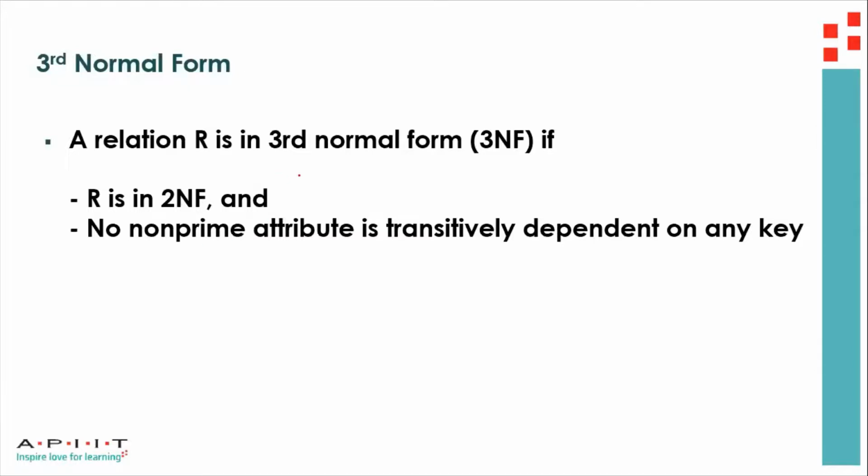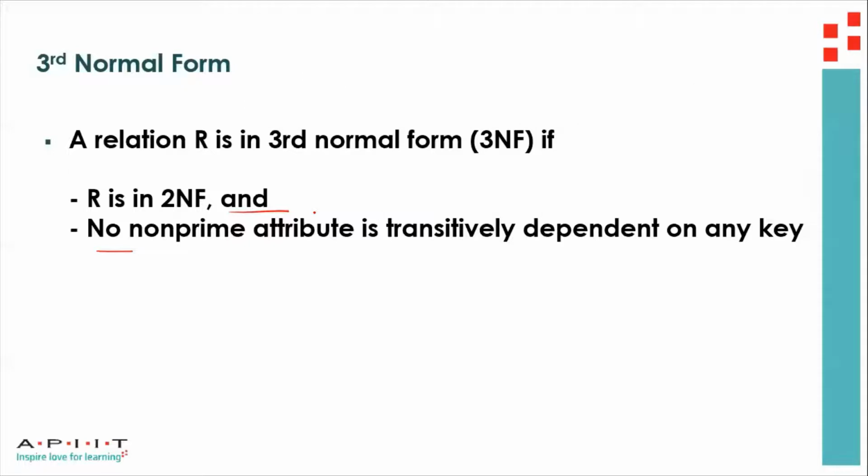A relation R is in third normal form if R is in second normal form, and we have another rule. What is that? It says no non-prime attribute is transitively dependent on any key. Let's read it again and see. No non-prime attribute. Our non-prime attributes we know now. Now we have another dependency. What is that? Transitive dependency. So let's see what this is.